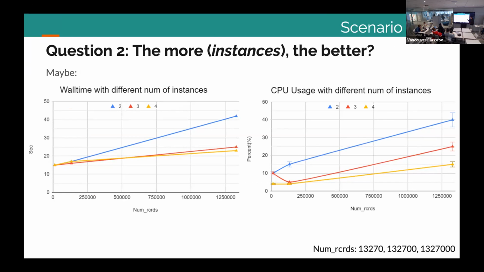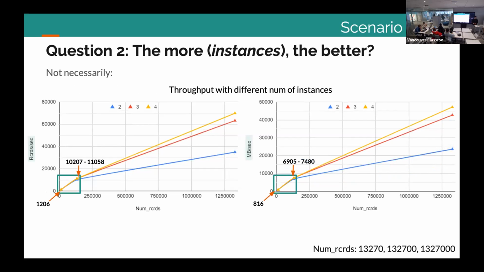The answer could be maybe, because the processing time and CPU usage are much faster when we have more instances. So from 2 to 4 instances, the performance is increasing. However, when we look at the throughput, in records per second or megabytes per second, when we are processing a smaller amount of data, the throughput is almost the same, only about a 500 megabyte difference for smaller numbers of records.